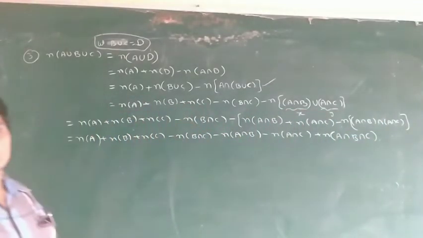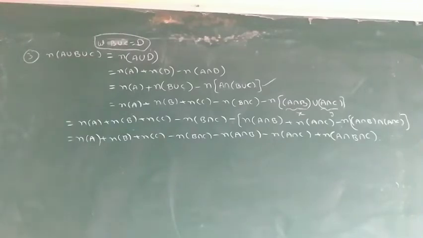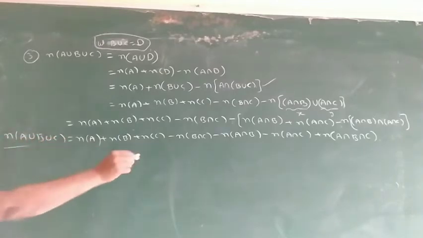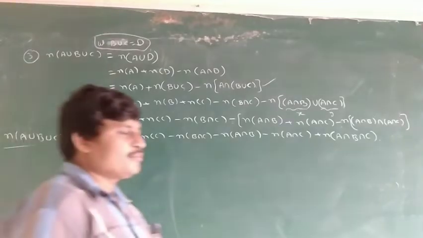This is the proof of n of A union B union C. This is the proof of that.